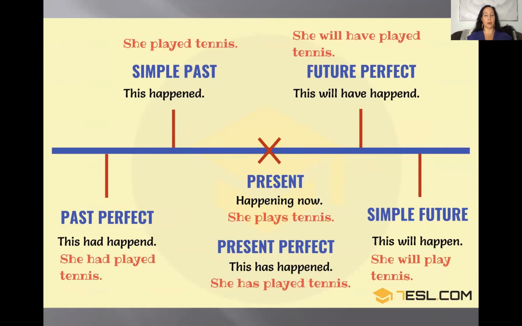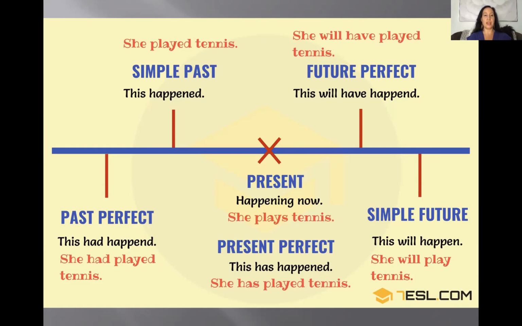And then you have your present perfect, still happening now, but it's becoming more perfect. This has happened. It happened between the past and the present, so it's more like over here, part of the past and part of now. She has played tennis. Has is the present tense and played is the past tense. You put these two words together, and it makes it present perfect.